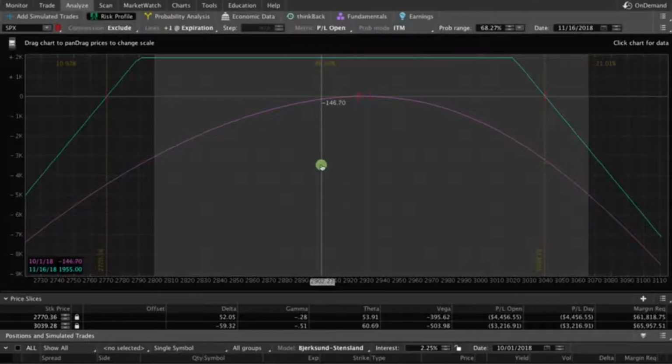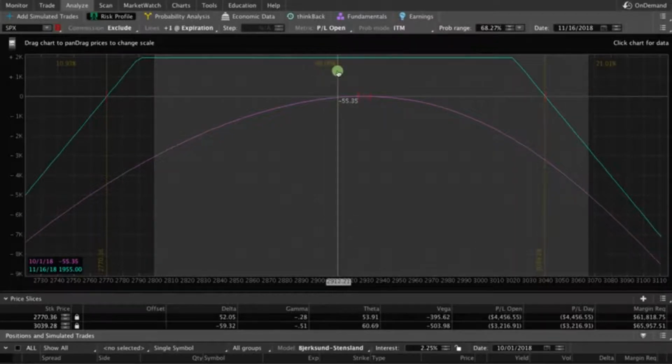On the graph, you'll notice a couple of things. One, we have our price slices set to our break-even points, and we have our calendar set to the expiration date of these particular options. By doing that, the platform gives us our probability of profit if we held this trade all the way to expiration, which in this case is a little over 68%.